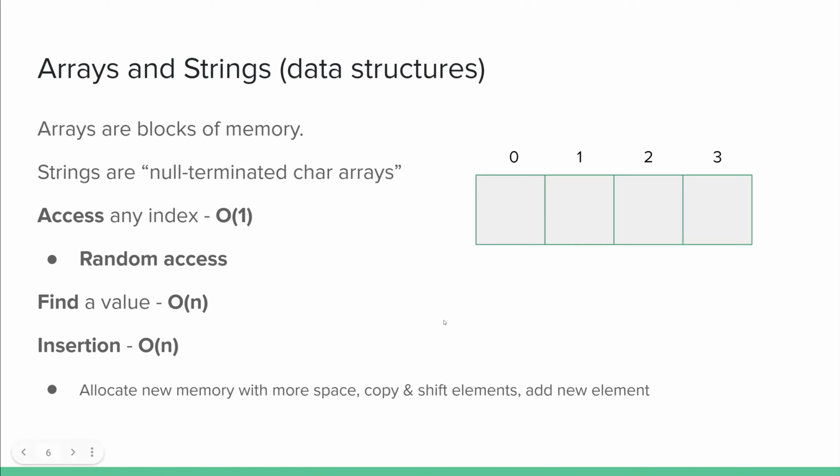But what if you need to find a value? You have these indices and you need to check whether a value exists and then maybe return the index. Then you need to look through every one, so that would take order of n time. If you need to insert into the middle, then you might have to allocate new memory with more space, copy and shift the elements. So if you're putting in the middle, you copy some in, then copy your new thing in, and then copy the rest in. That would take order of n time.